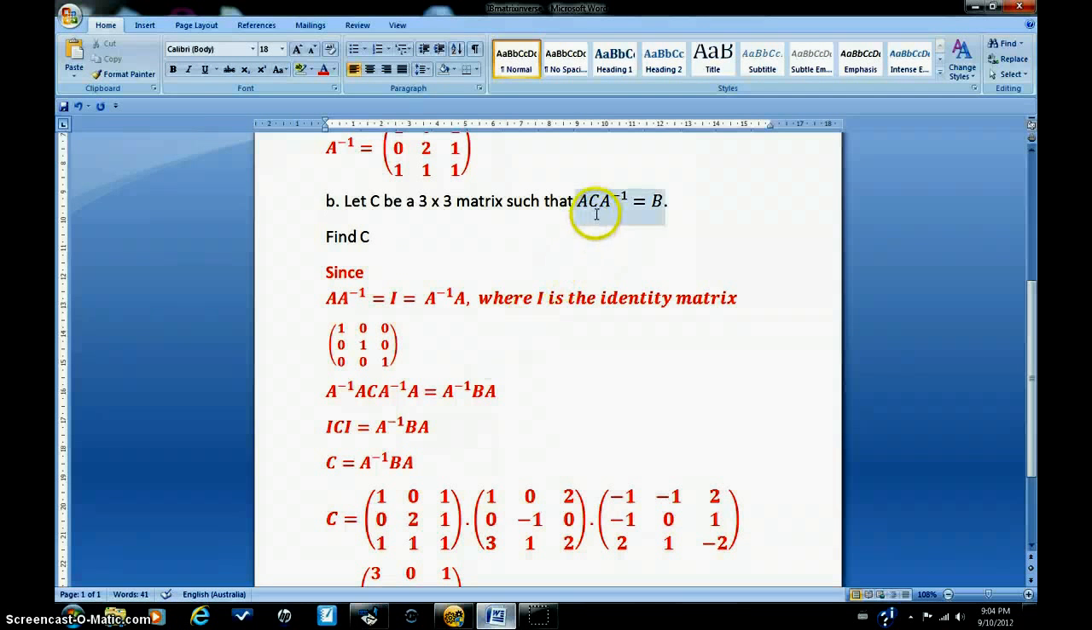So how am I going to get C on its own? Well, I'm going to pre-multiply matrix A on the left hand side by its inverse, but I must do the same to matrix B on the right hand side. So I get A inverse times B on the right hand side.